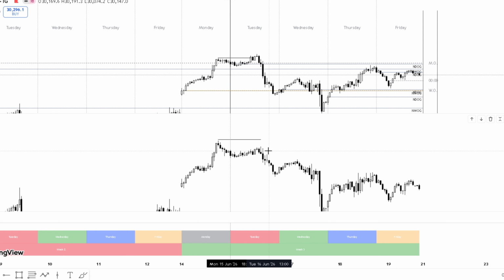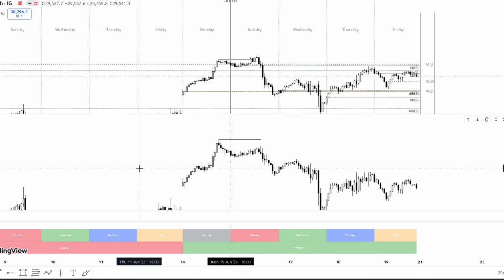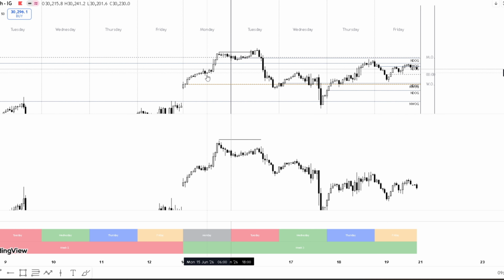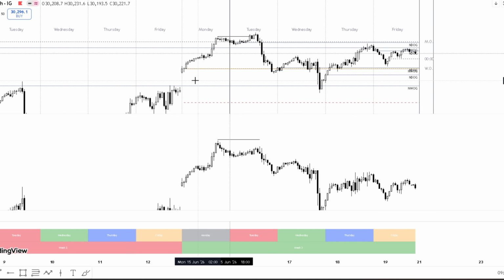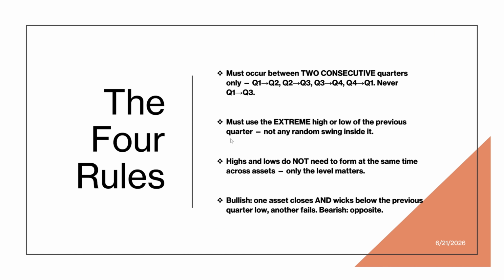Why is this a powerful SMT compared to the other SMTs? The reason is that the days separate into quarters. Monday is Q1, Tuesday is Q2, Wednesday is Q3, etc. That's exactly why this is super important. This is basically the previous day high and previous day low. And as you can see on Q3, which is a Wednesday, we distribute lower into the new week's opening.